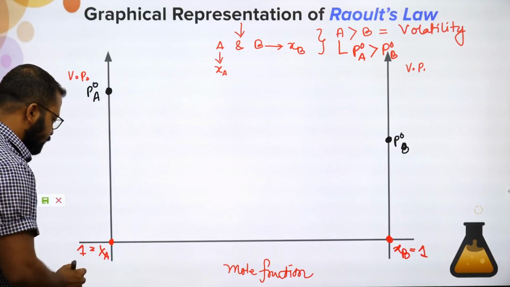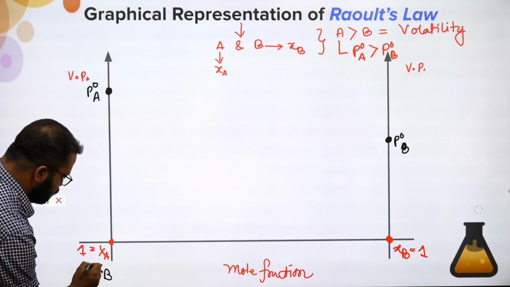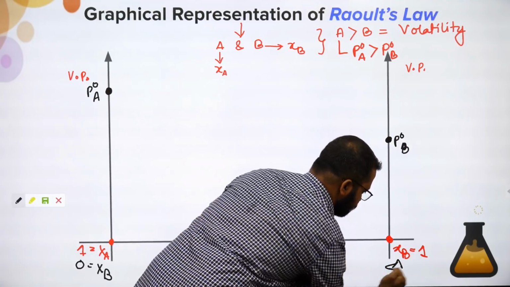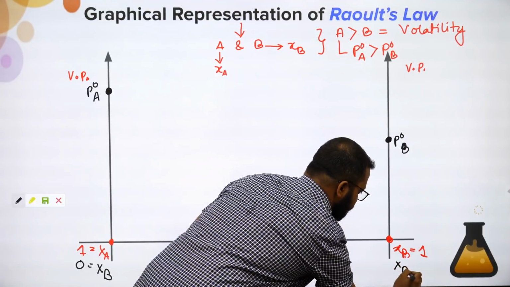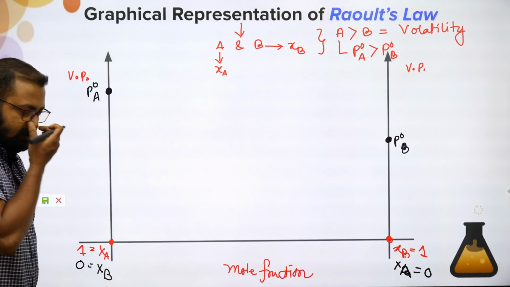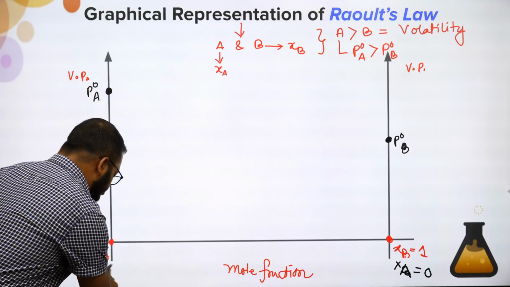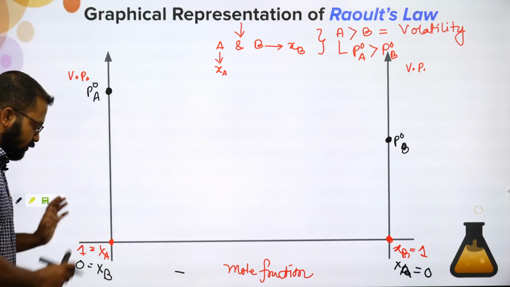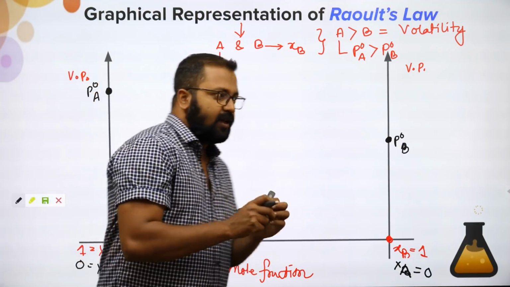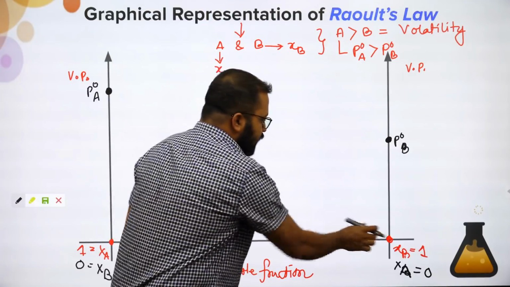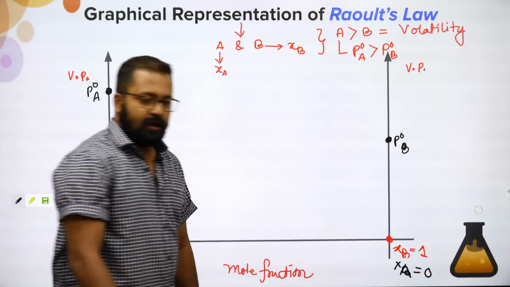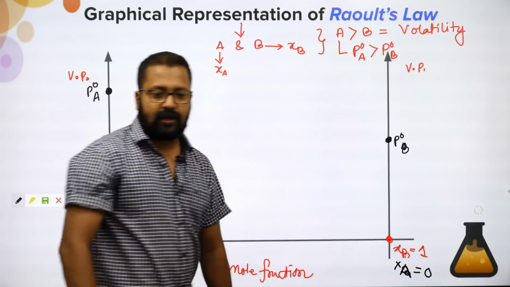So at this point I can write chi B is equal to 0. At this point I can write chi A is equal to 0. Now if I keep on increasing chi B, if I start adding B to A, then B evaporates to a lesser extent. So the vapor pressure will keep on decreasing until the amount of B becomes equal to 1.